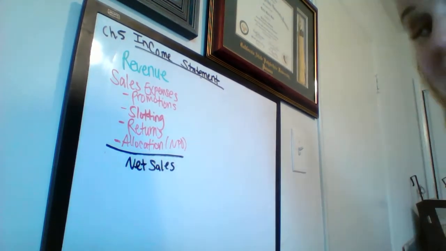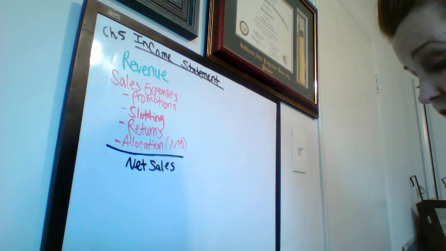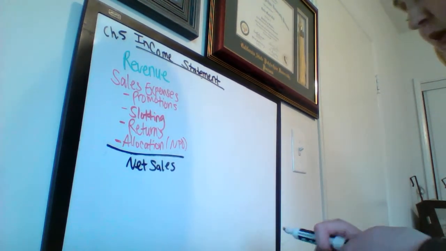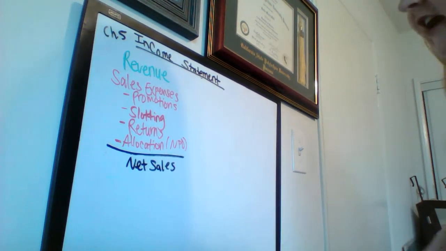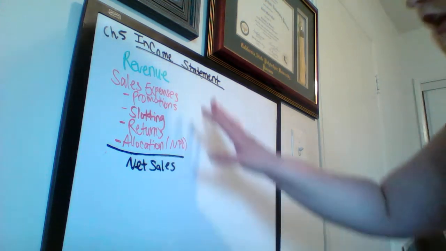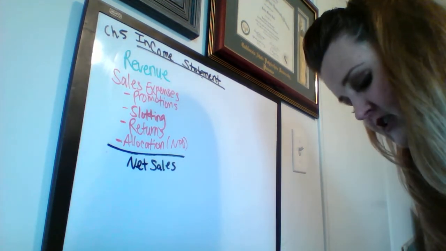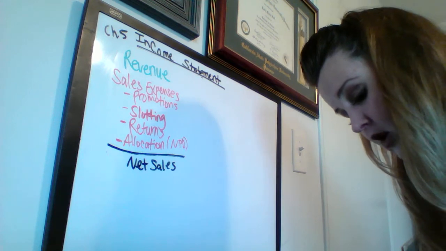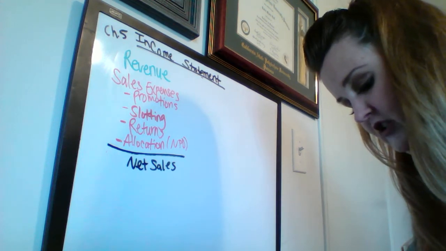Now, net sales basically just means how much money we have left over for our business, excluding all of the sales expenses it costs us in order to receive our money. Next one is going to be known as cost of goods sold.